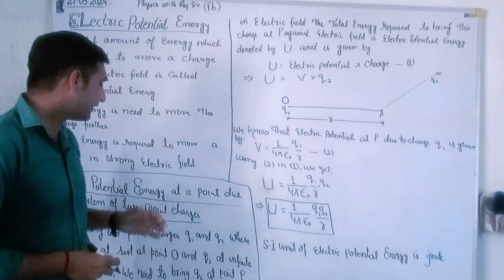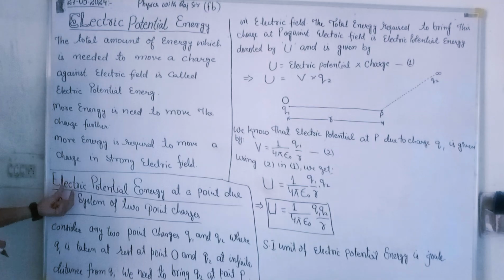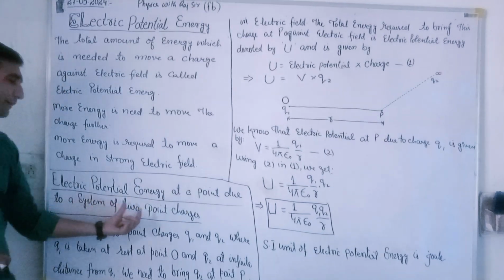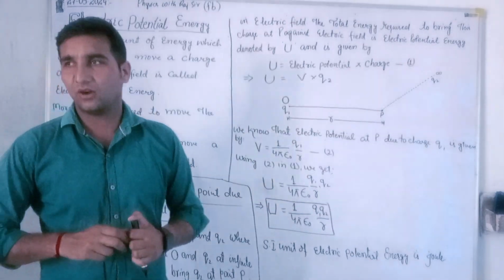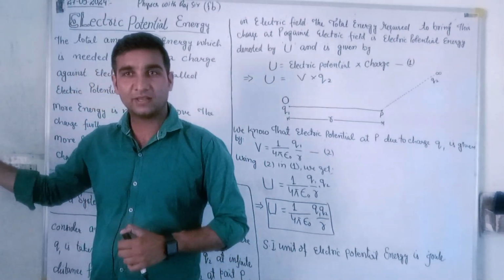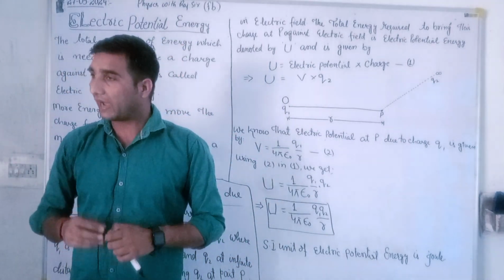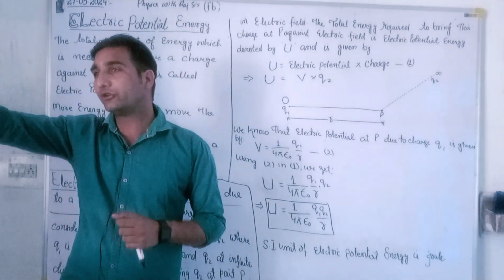Now we are going to discuss a topic which is in your syllabus: electric potential energy at a point due to a system of 2 point charges. If we have 2 point charges and we have to find the electric potential energy, that means definitely we have to bring the charge from infinity to a particular point.